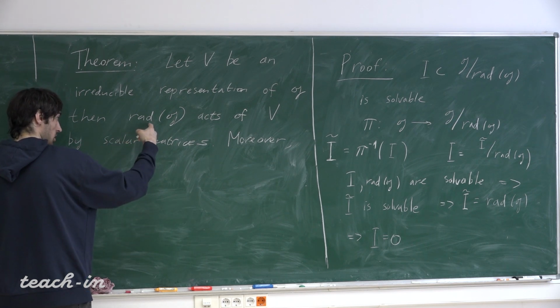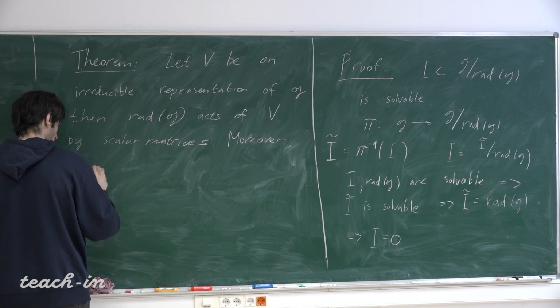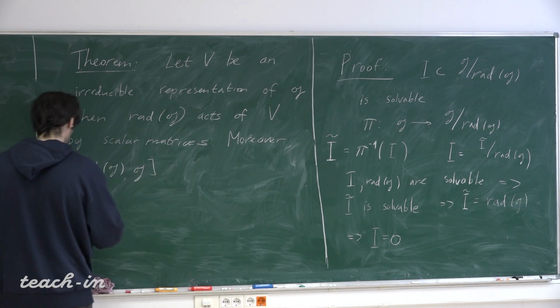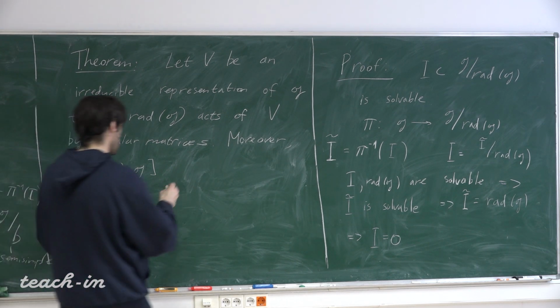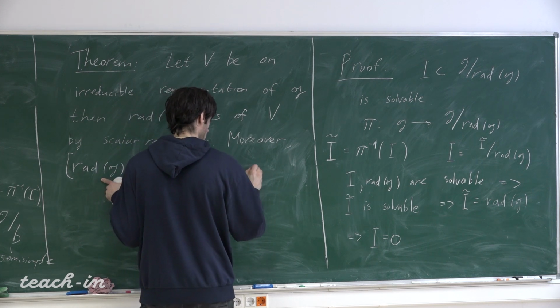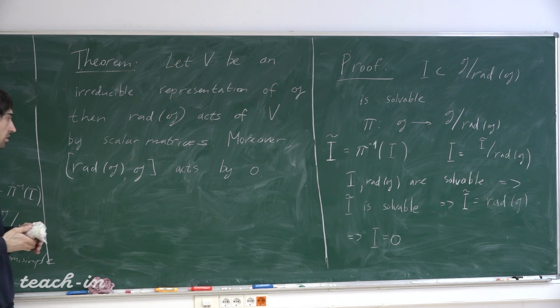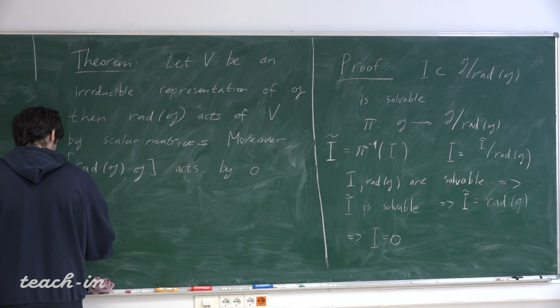Moreover, there's another part in here. If you consider the ideal inside here, which is the commutant of the radical and G, this thing acts by zero. Okay, let's try to prove it.